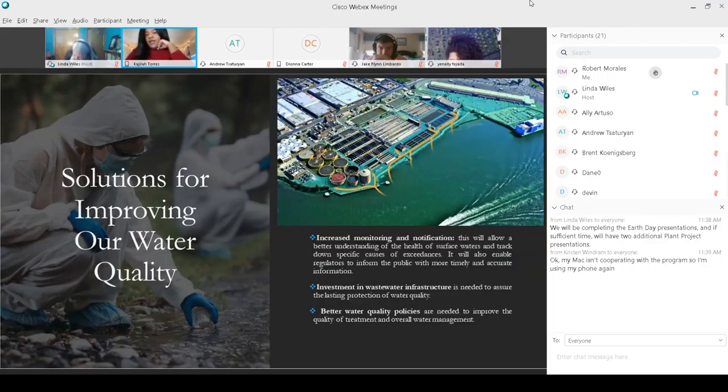So, solutions for improving our water quality. In the background, those are scientists testing the waters and rivers, and up on top is a picture of wastewater infrastructure. Some of the ways for improving our water quality would be increased monitoring and notification. This will allow a better understanding of the health of surface waters and track down specific causes of exceedances. It will also enable regulators to inform the public with more timely and accurate information. Investment in wastewater infrastructure is needed to ensure the lasting protection of water quality, and also better policies are needed to improve quality of treatment and overall water management.